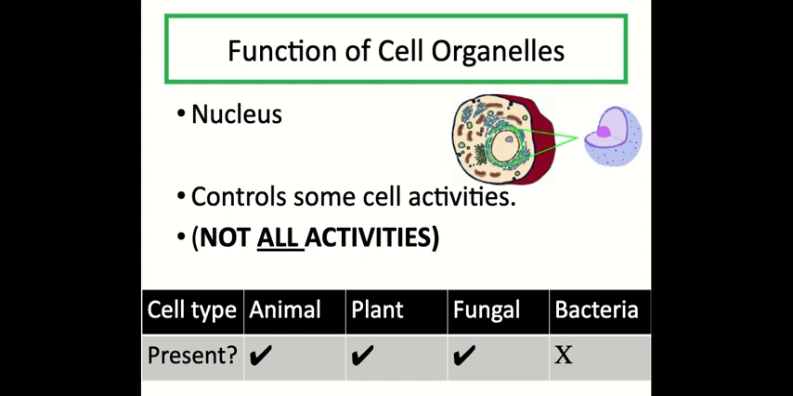Finally, we have our nucleus. So nucleus was found in 3 of our 4 cell types, so animal, plant, and fungal, and was not found in bacterial. The nucleus definition or function is really, really important. Controls some cell activities. The most important thing here is you never say that it controls all cell activities. There are other parts of the cell that are involved in some cell activities and the control of them. So you need to say controls some cell activities for this one. And remember, it's not found in bacterial cells.